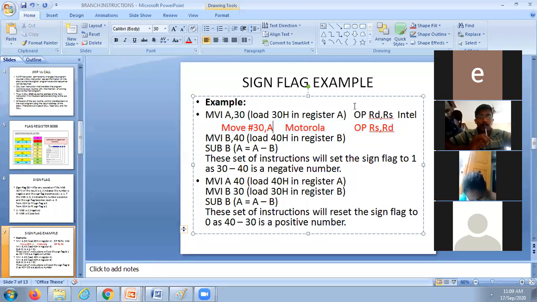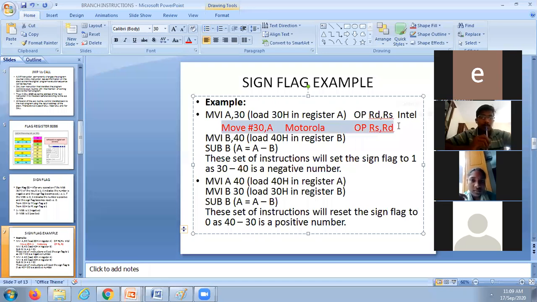This is Motorola, this is Intel. So don't confuse here. Only for the sake of understanding, I have given all those examples. This is an 8086 instruction, that is an Intel processor, whereas the same functionality is there with the Motorola processor here. But the syntax differs here.